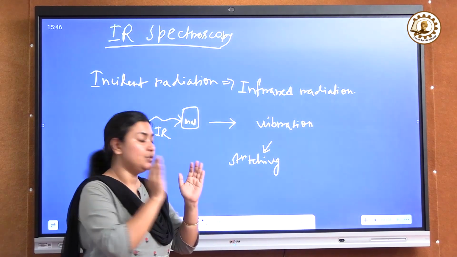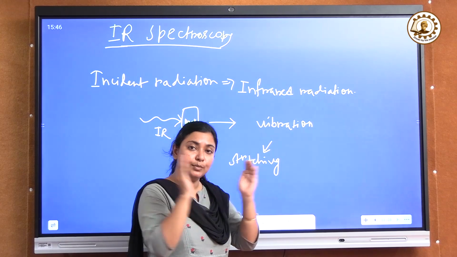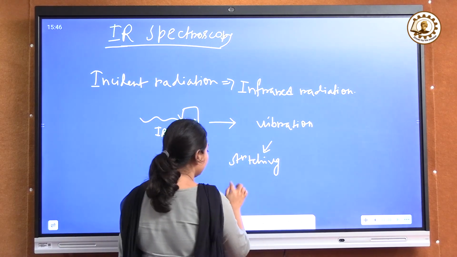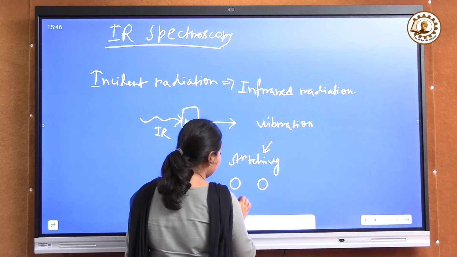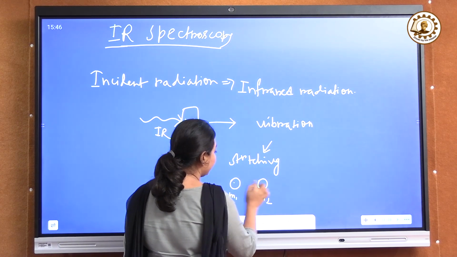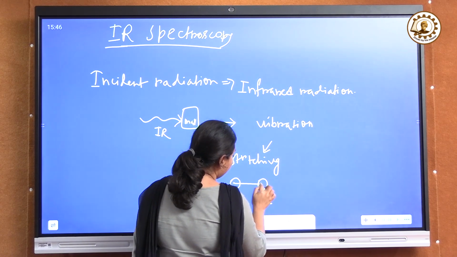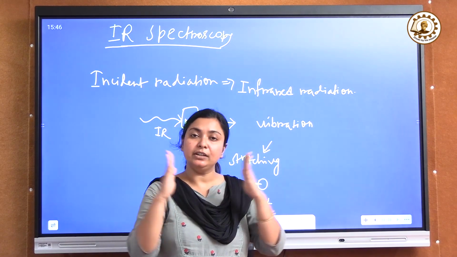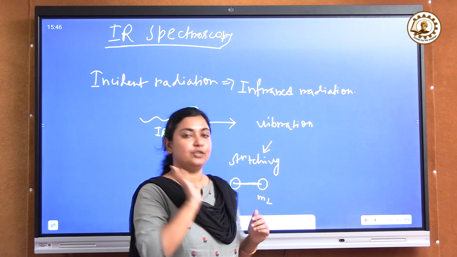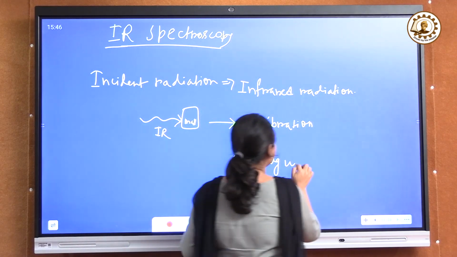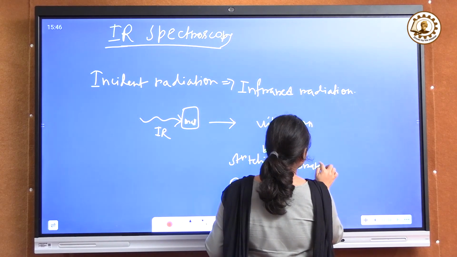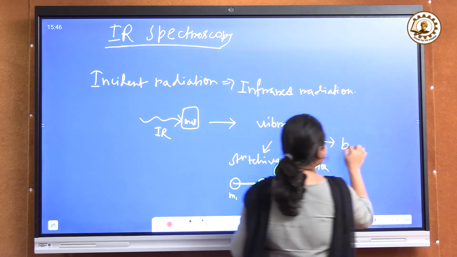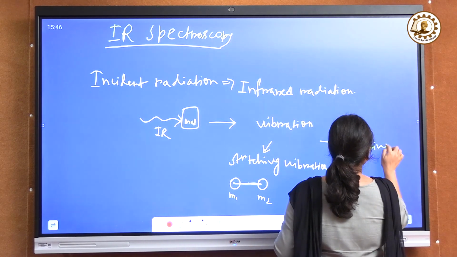Stretching means it will stretch along the bond length of a diatomic molecule. Let's say this is M1 and M2. So, if this bond is basically elongated and compressed, then this is known as stretching vibration, and another one is bending vibration.